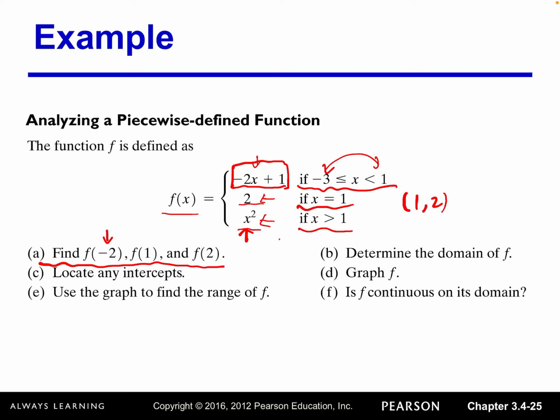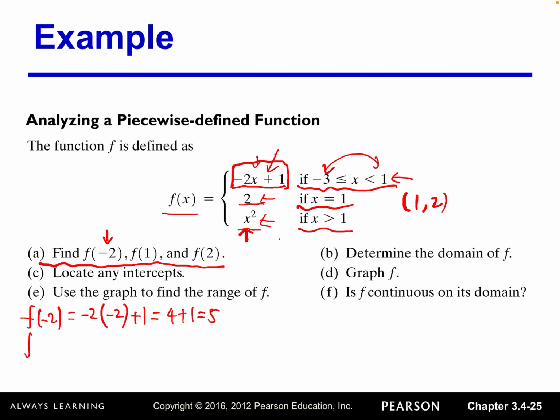Okay, so x equals -2, for example, falls in this subdomain, right? -2 is greater than -3, less than 1. So how do we evaluate f of -2? We need to plug into this subfunction to evaluate. So f of -2 equals -2x plus 1. Replace x by -2, which gives us +4 plus 1, that equals 5.